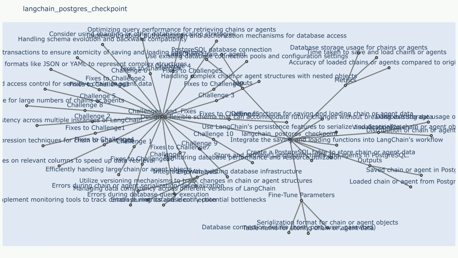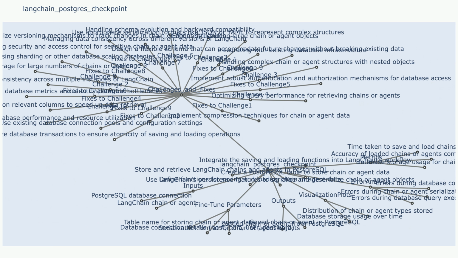Fixes to challenge 1. Implement retry mechanisms to handle temporary connection errors and use robust error handling to prevent data loss. Consider using connection pooling to improve performance and reduce connection overhead.